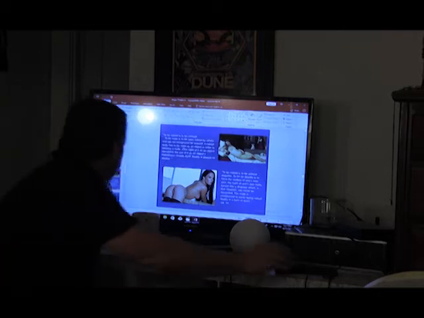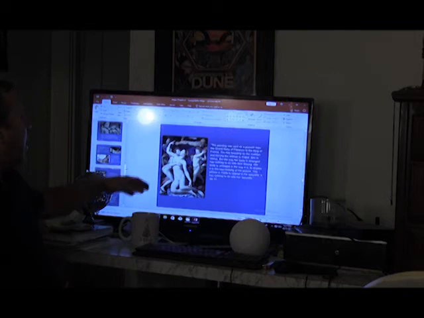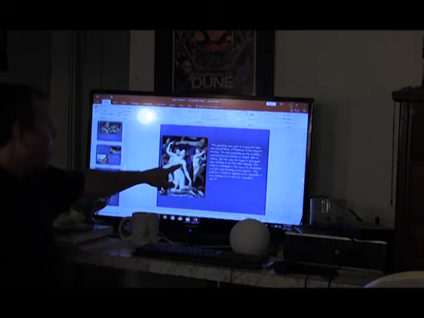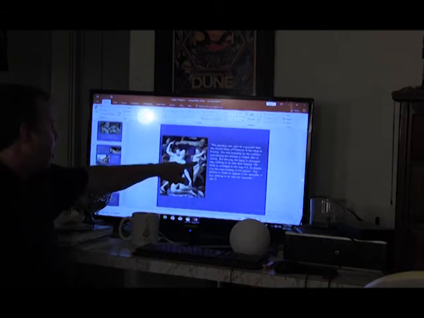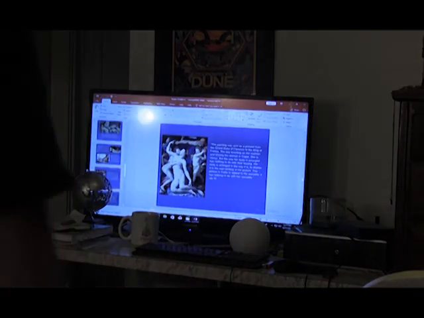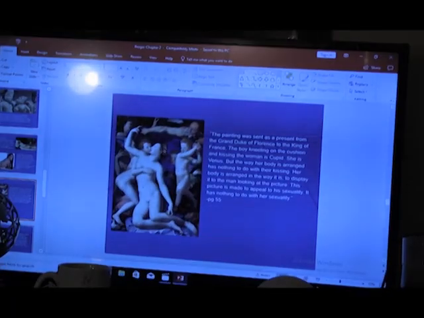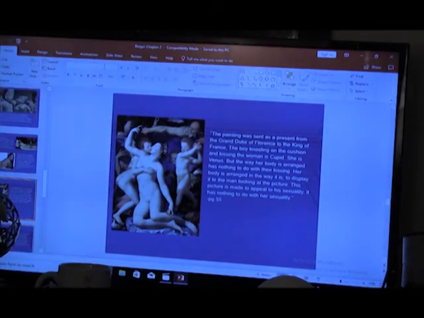So we got that. This painting was a present sent from the Grand Duke of Florence to the King of France. The boy kneeling on the cushion and kissing the woman is Cupid. Here, she is Venus. By the way, here's the thing he wants to say about this one. The way that her body is arranged, here, has nothing to do with him.